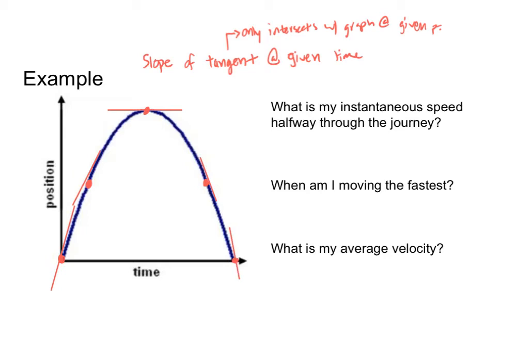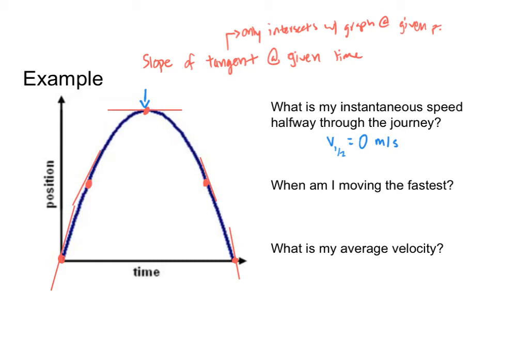So now I'm ready to answer these questions. My instantaneous speed halfway through the journey is going to be the slope of this line at the halfway point. And this is a nice flat line, so it's going to have a slope of 0. So V1/2, my speed halfway through the journey, is going to be 0 meters per second.